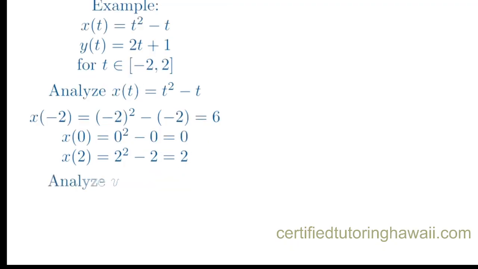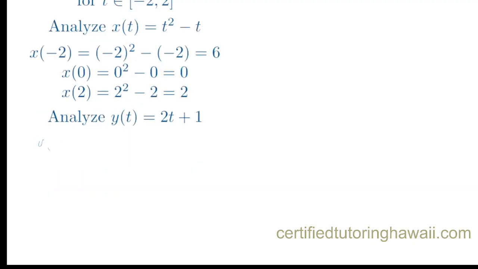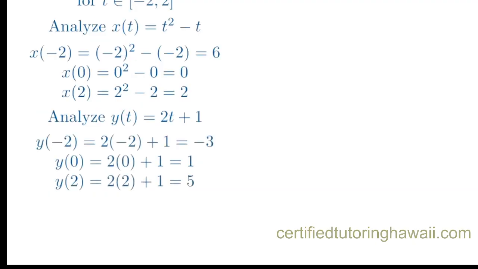Now let's do the same for the y component. y of t equals 2t plus 1. At t equals minus 2, y is minus 3. At t equals 0, y is 1. At t equals 2, y is 5. Let's animate this on a y-axis. As t goes from minus 2 to 2, y continuously goes from minus 3 to 5. Since the y value is always increasing, the particle is always moving up during the entire interval.